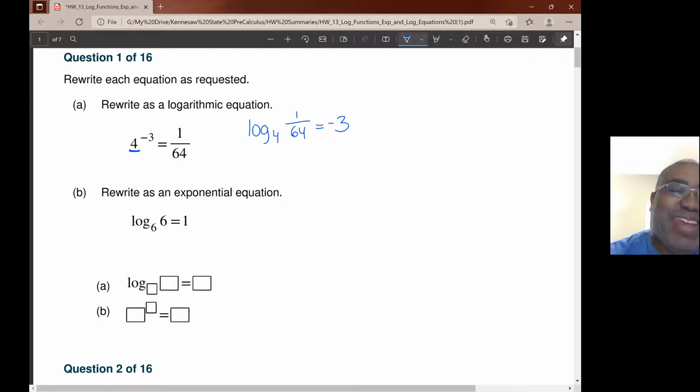All right, B. Log base 6 of 6 is 1. There's a technique that they use in high school. I think it's called a swirl or butterfly. I don't know. But basically, the base to the answer is the exponent. So the base to the exponent is equal to that: 6 to the 1 is equal to 6. It just asks for the exponential equation, so that's what we give.